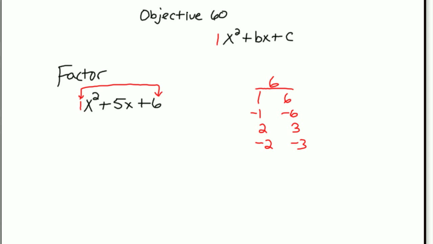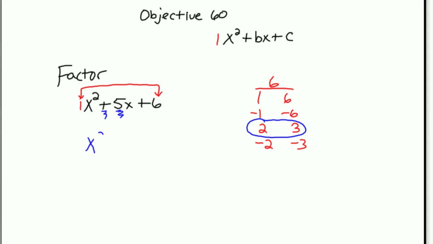What I'm going to do is choose the pair that adds up to the middle term on my trinomial expression I'm trying to factor. Well, this is a positive 5. So I am going to select the 2, 3 as the two numbers I want to use.